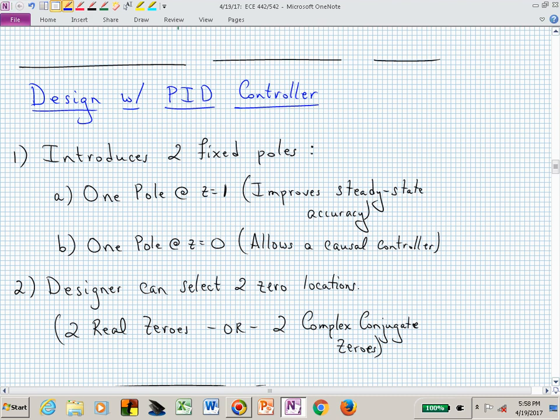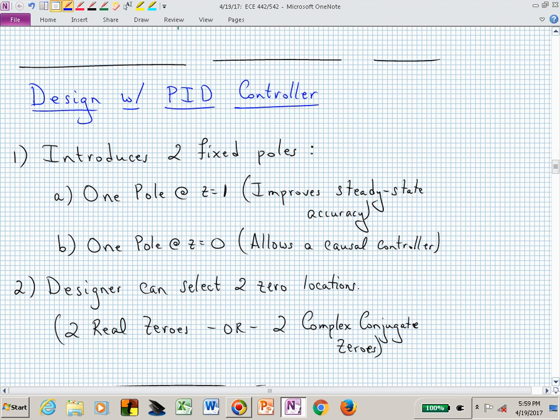Causal just means that it can't anticipate an action before it receives information. So it can't do that before you hit it. That would be anti-causal. You want the controller to respond to an action after that action has happened. So it has to respond once it's measured an error. It can't respond before it's even measured an error signal, which really means that you want your numerator polynomial to be of the same order or less than the order of the denominator.